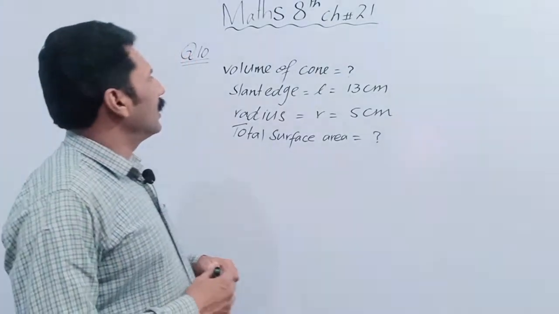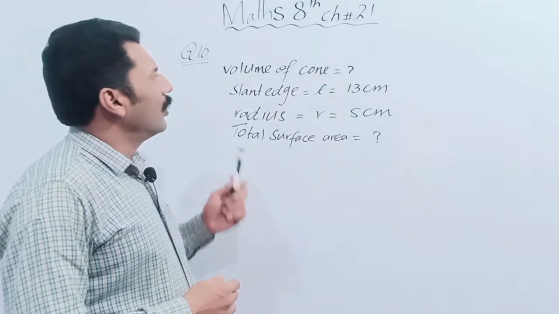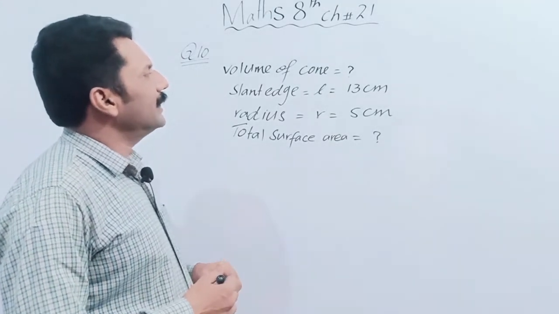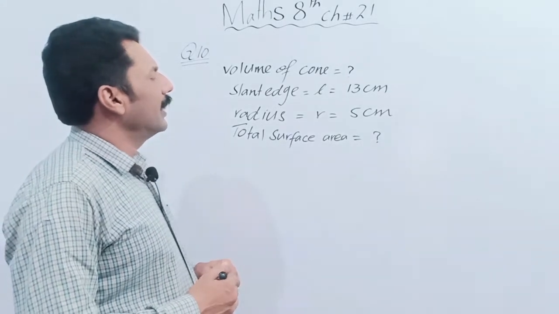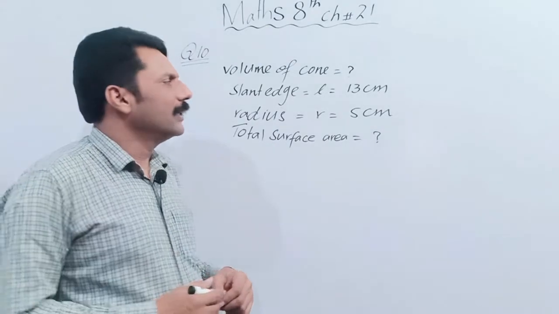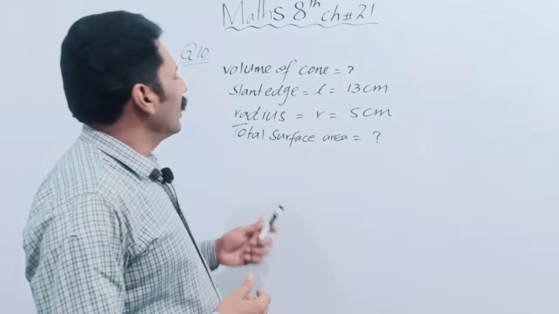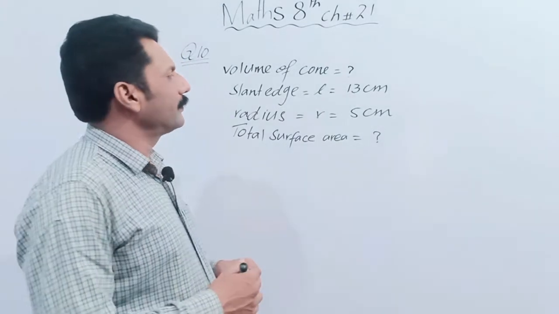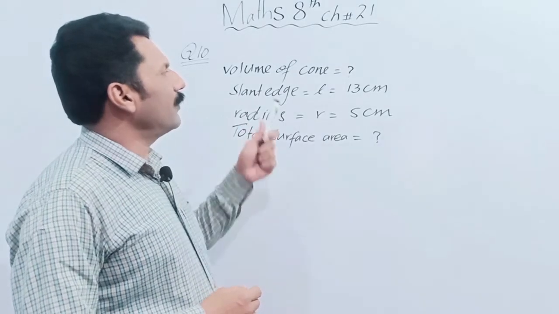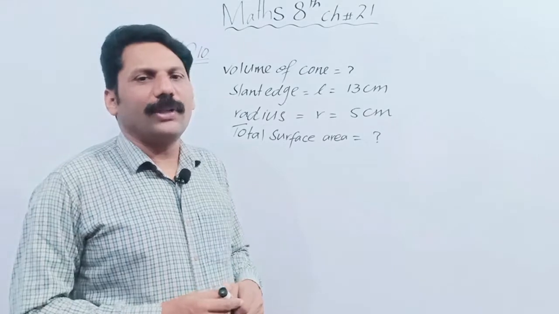Okay students, question number 10. Find the volume of cone whose slant edge is 13 centimeter and radius is 5 centimeter. Also find total surface area of cone. This is the question. Two parts it has. In first part we have to find volume of the cone, and in second part we have to find total surface area of the cone.